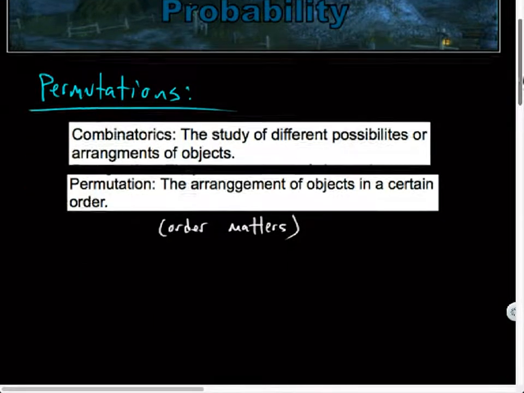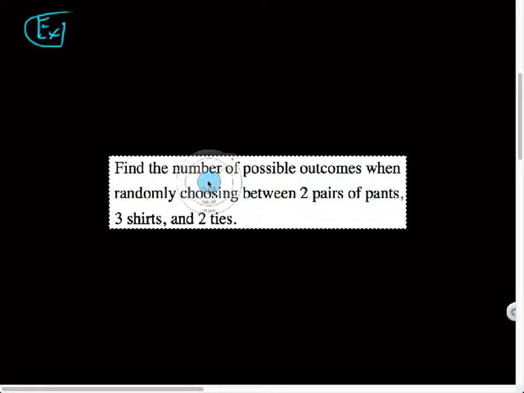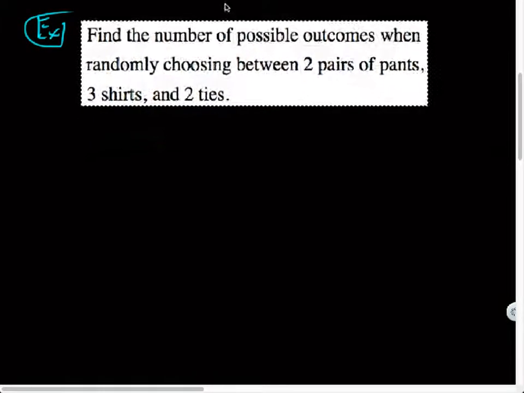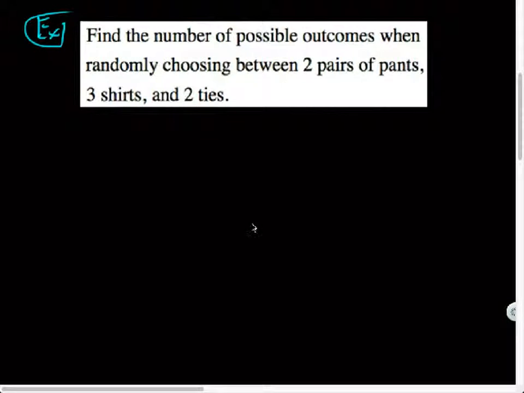Let's do our first example, but it's also simultaneously going to be a bit of a discovery. You don't necessarily have to write this down in full context. You could just write down 2 pants, 3 shirts, 2 ties. So find the number of possible outcomes when randomly choosing between 2 pairs of pants, 3 shirts, and 2 ties.